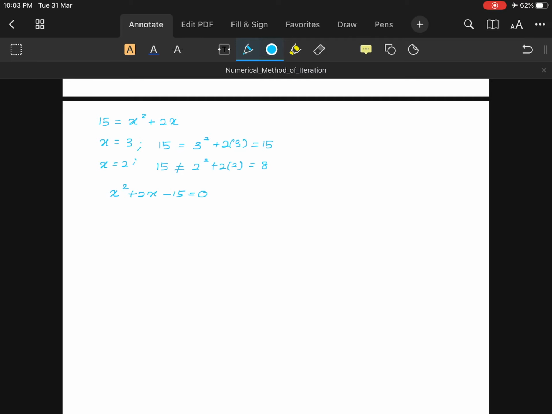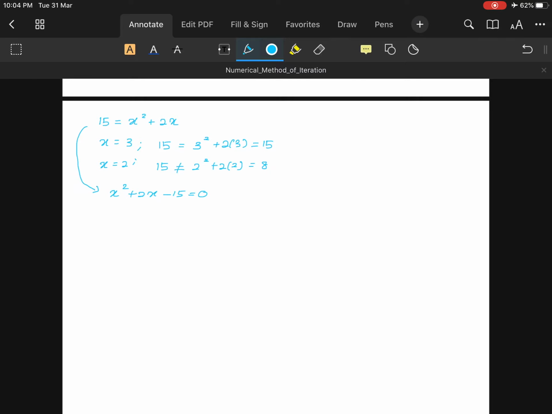Of course, it's still the same, because we just rearranged the equation into this equation. It is a similar equation, we just rearranged it. So still, x equals 3 is the root of the equation, because if you substitute it into this equation, you will still get 0.